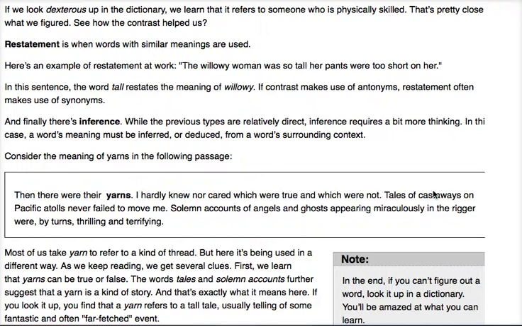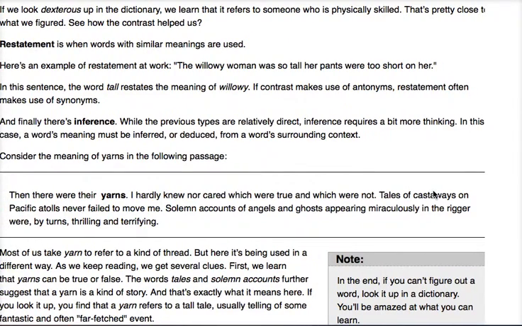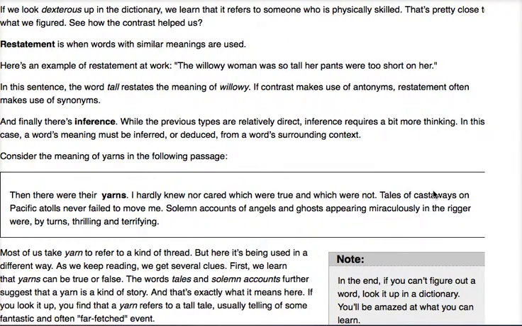"The willowy woman was so tall her pants were too short on her." So in this sentence, the word tall restates the meaning of willowy. If contrast makes use of antonyms or opposites, restatement often makes use of synonyms or the same meaning. Okay? And finally, there's inference. While the previous types are relatively direct, inference requires a bit more thinking. In this case, a word's meaning must be inferred or deduced from a word's surrounding context.